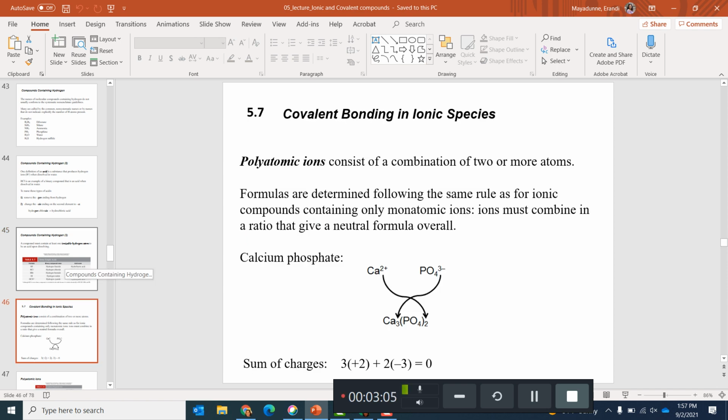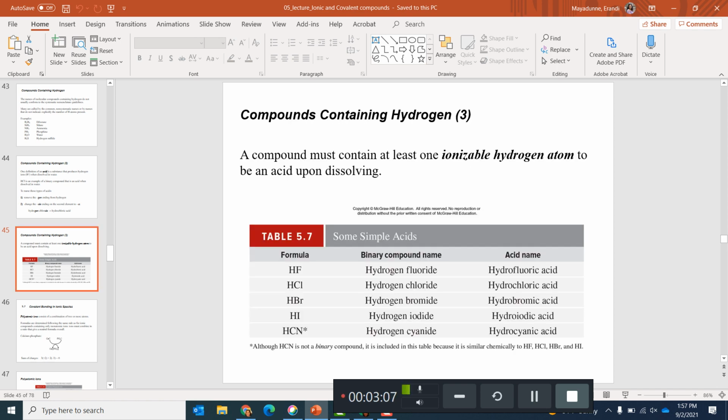Now, we are again coming to the ionic compounds. So molecular compound, covalent compound, naming is easy. How easy it is, you need to know the prefix. SO2, sulfur dioxide, like that.